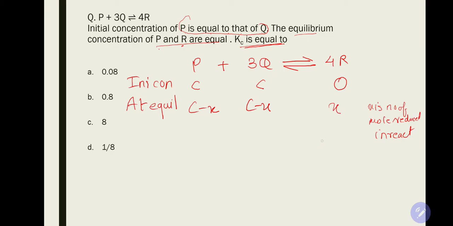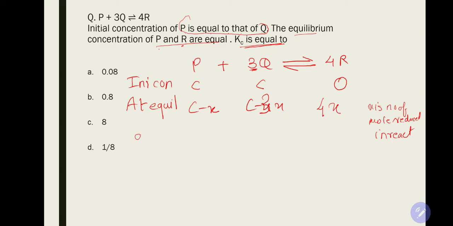And what will be the product gain? The concentration will be 4X. Sorry, here it will be 3X, right? Because here the stoichiometric coefficient is 3. So it is C minus X, and here it is C minus 3X. And here it will be 4X. But what is given to you? What is given to you?